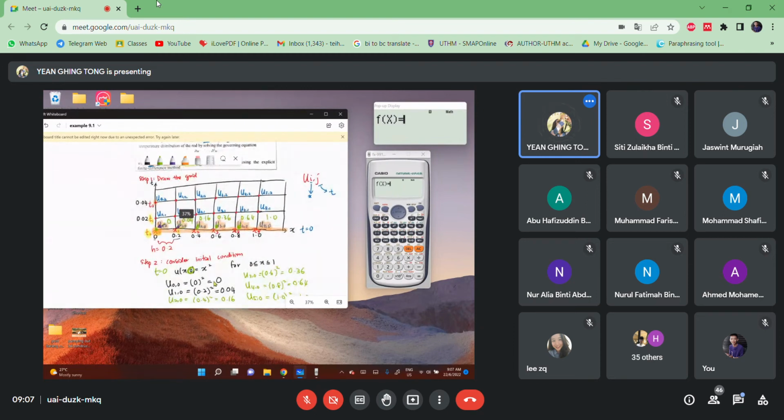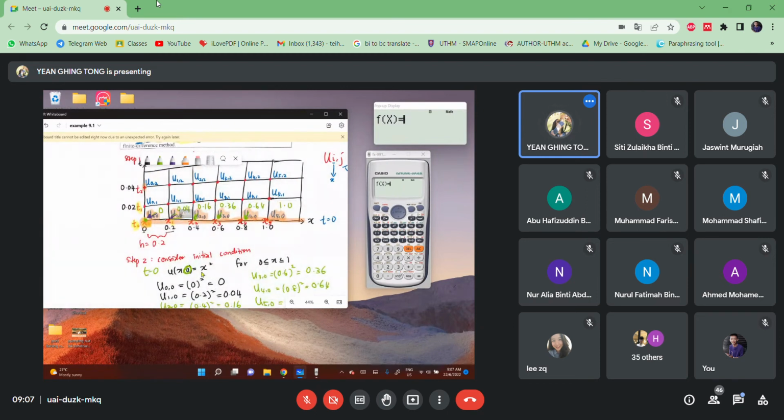This one is the value of f(x). So I put alpha x squared. We don't have g(x), so just put 0. The step size of x starts from 0 until 1, and the step size of x here is 0.2. So you will get the table.